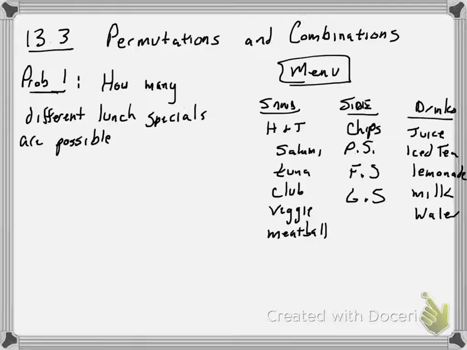Well, let's count each one. There are 1, 2, 3, 4, 5, 6 sandwiches. There are 4 sides, and there are 1, 2, 3, 4, 5 drinks. So all I'm going to do is go ahead and straight multiply these together, and that gives me 120 possible combinations. Now obviously if you're just picking at random, that's what it is.